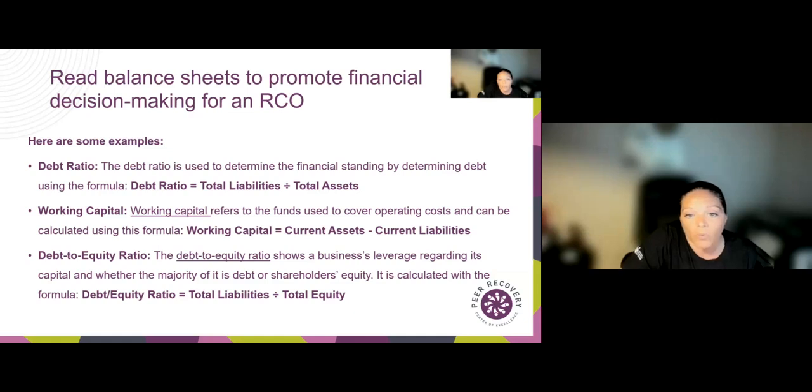Then you have working capital, which refers to the funds used to cover operating costs and can be calculated using the formula that you see here. Current assets minus current liabilities.